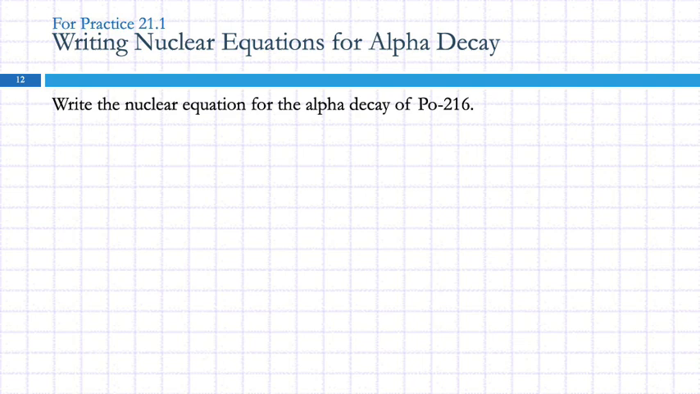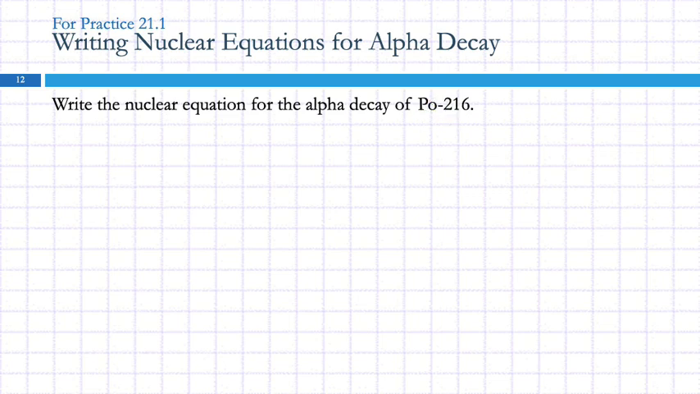Okay, let's write the nuclear equation for the alpha decay of polonium-216. This is the sort of thing that could be on an exam. So we're going to use nuclear symbols. This is one way of describing an isotope of polonium. It's the element symbol followed by the mass number.